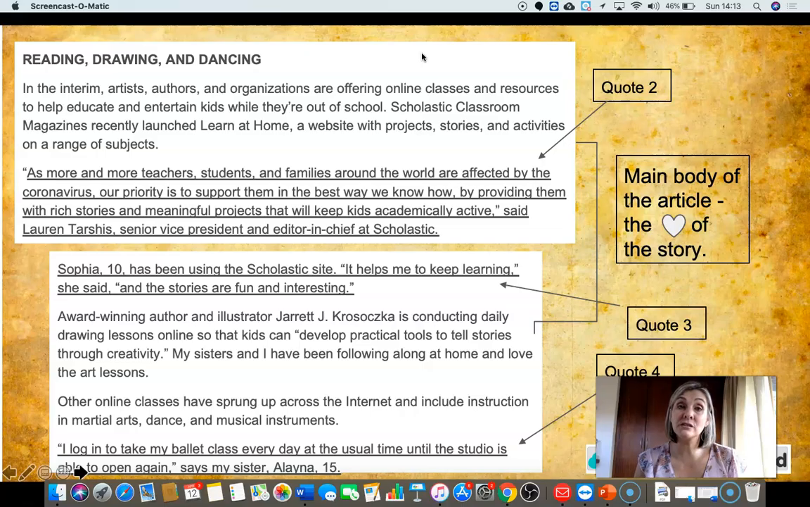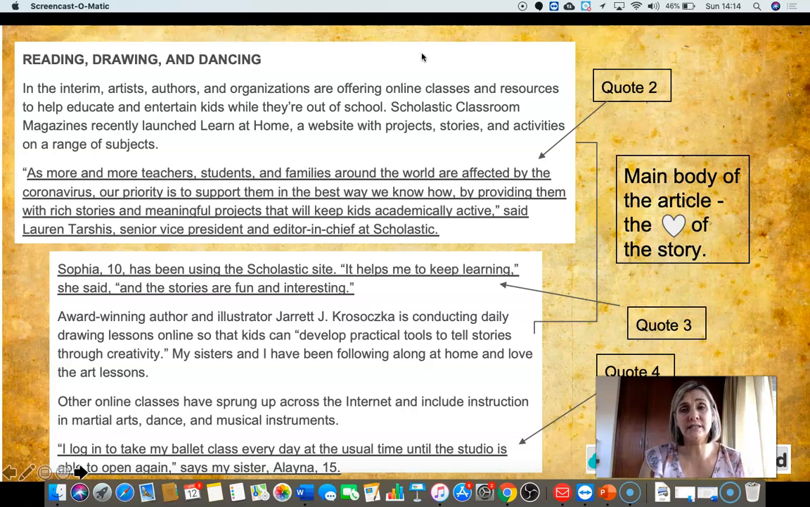Sophia, 10, has been using the Scholastic site. It helps me keep learning, she said, and the stories are fun and interesting. Award-winning author and illustrator Jarrett J. Kay is conducting daily drawing lessons online so that kids can develop practical tools to tell stories through creativity. My sisters and I have been following along at home and love the art lessons. Other online classes have sprung up across the internet and include instructions in martial arts, dance, and musical instruments. I log in to take my ballet classes every day at the usual time until the studio is able to open again, says my sister, Elena, aged 50.